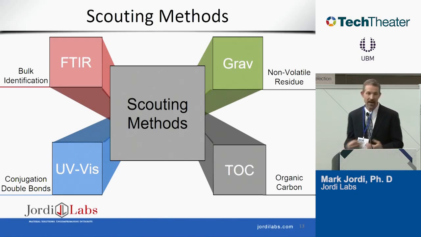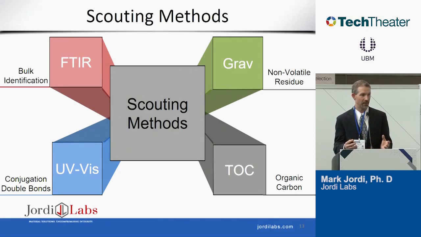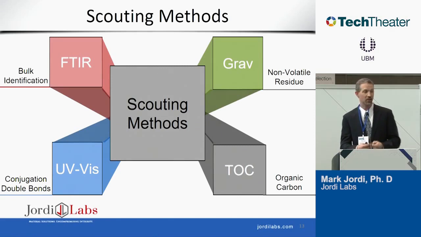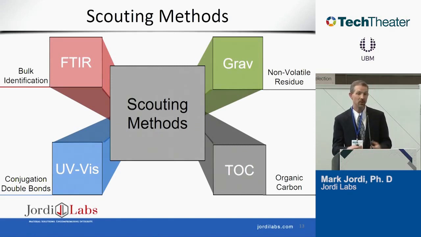So we used FTIR to get a general sense of the bulk chemistry. We used gravimetric analysis to tell what the mass was of the total extractables. We used TOC to look at the total organic carbon. And we used UV-VIS to get an idea if there were chromophore or aromatic containing species that came out of the material.